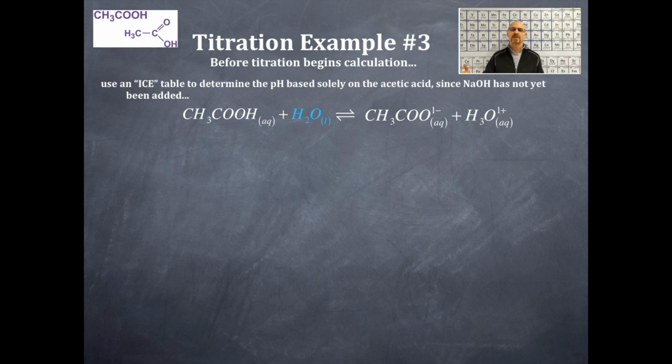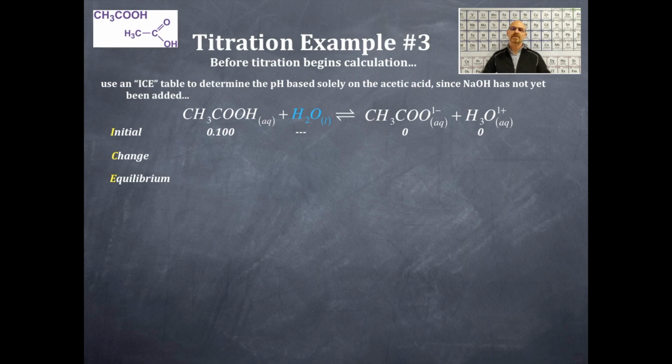Okay, now we're going to do an ICE table. That's ICE right there: initial, change, equilibrium. We know the initial concentration of this acetic acid. That is 0.100 molar. Nothing for the water. And of course, on the product side, nothing and nothing. Those are both zeros. Now the shift in equilibrium occurs such that it shifts towards products. That means I'm going to decrease the reactants and increase the products.